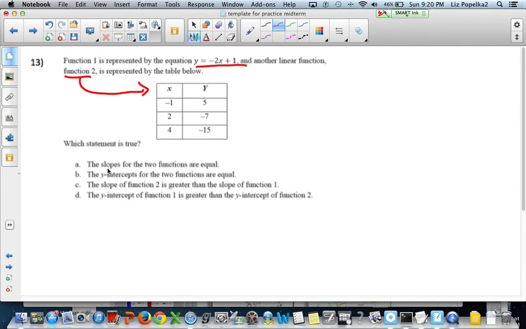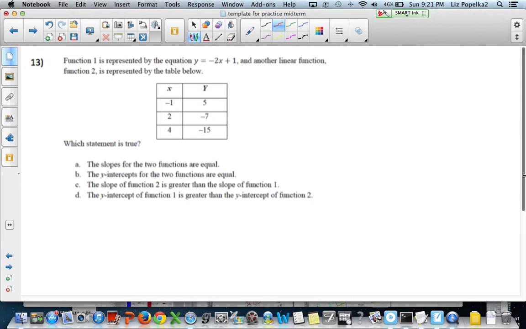So it's asking us here about slopes and about y-intercepts of functions. So first of all, the slopes for the two functions are equal. The slope of function 2 is greater than the slope of function 1. Well, let's pick between those two first and see if either of those two is right.